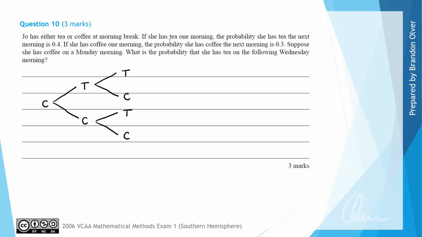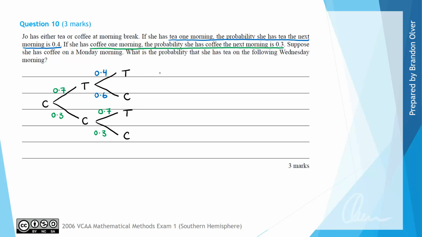Now we know if she has tea one morning, the probability she has tea the next morning is 0.4. So T to T in our tree diagram is going to be 0.4, which means that this must be 0.6 because we know that probability needs to add up to 1. And we also know if she has coffee one morning, the probability she will have coffee the next morning is 0.3. So coffee to coffee is 0.3, which makes this 0.7. And coffee to coffee for this branch will be 0.3. And here this must be 0.7.